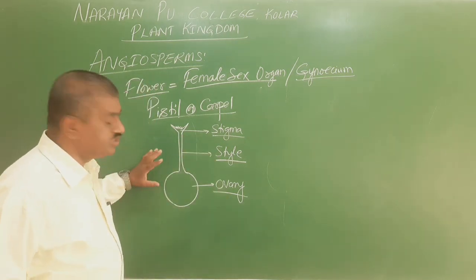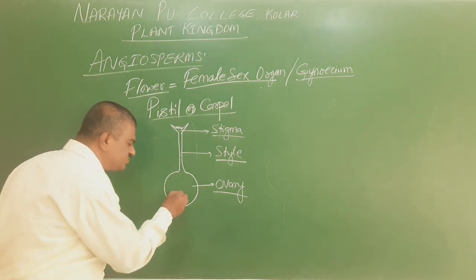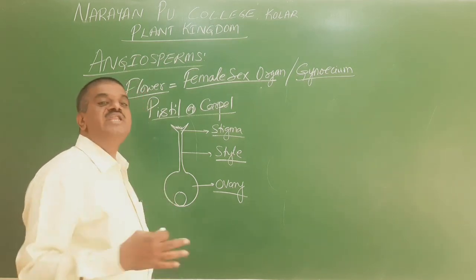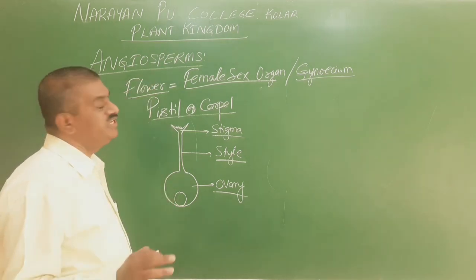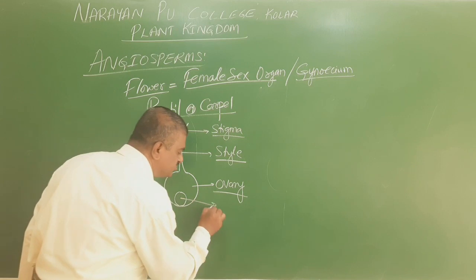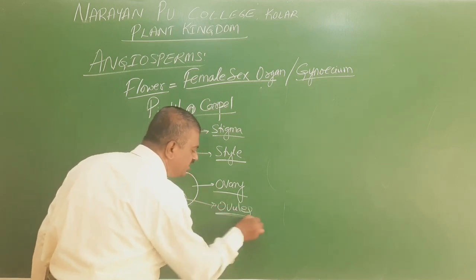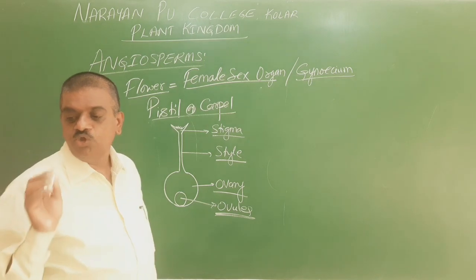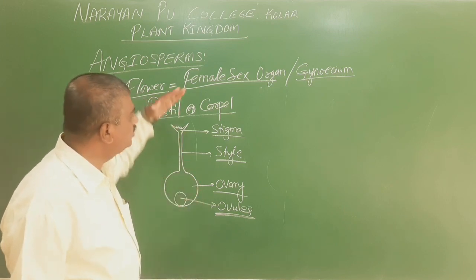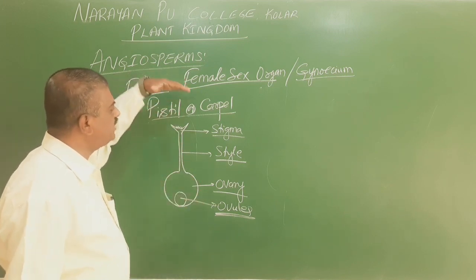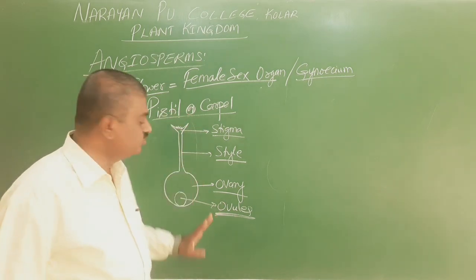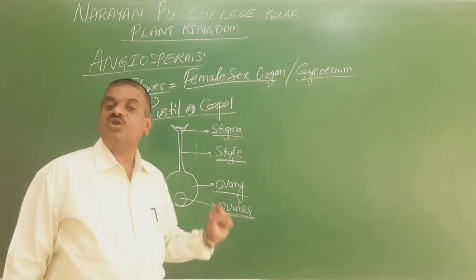In this gynoecium, inside the ovary there is a presence of ovules. The ovules may be one or many, depending upon the species of angiosperms. So there may be one to many ovules present inside the ovary. The female reproductive system has ovary, style and stigma, and inside the ovary there are ovules. So now I am going for the structure of ovule.